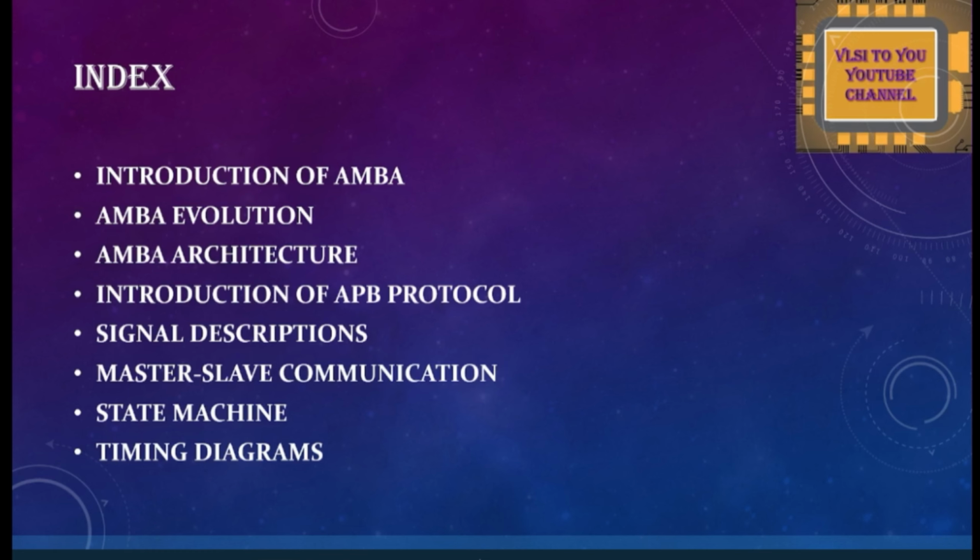While learning about signal descriptions, you will also learn about master-slave communication. The state machine is something you already know: APB is a real-time application of finite state machines. I have already explained finite state machines also. If you didn't see that video, I'll link it in the description box, and you can go there and check it out. And then timing diagrams: based on the transfer, we will be checking these timing diagrams. So these are the things we are going to discuss today.